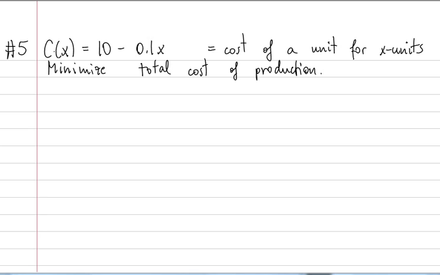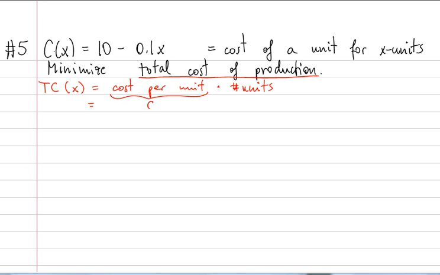So we start by expressing this total cost of production as a function of x. So total cost, let me call it TC, of x number of units is a cost per unit times number of units. Now cost per unit is already given to us. This is C of x. It's given to us in the problem, and number of units is x. So we replace C of x with what it is. It's 10 minus 0.1 x, and this is x.